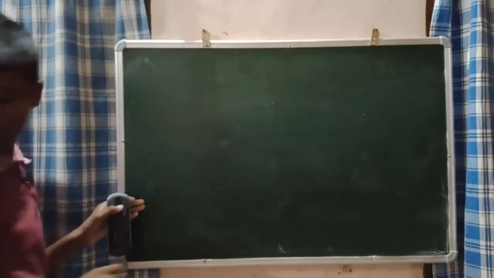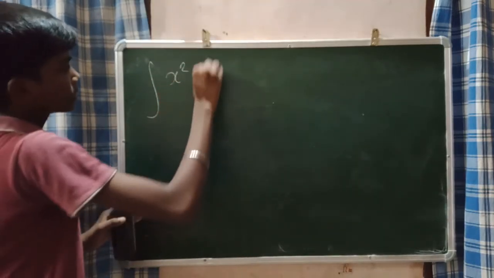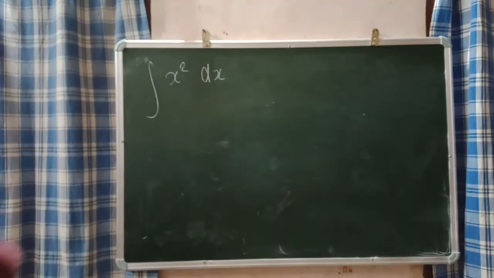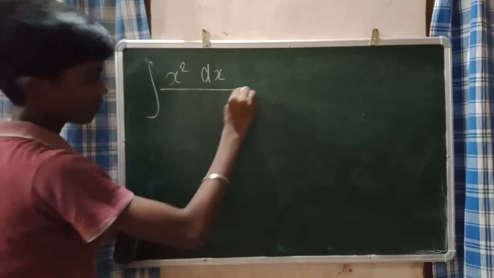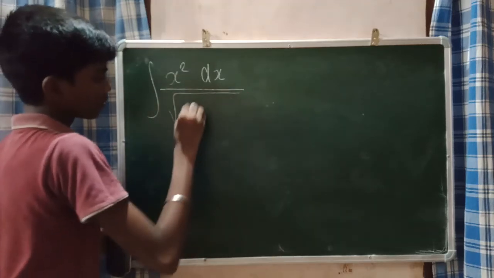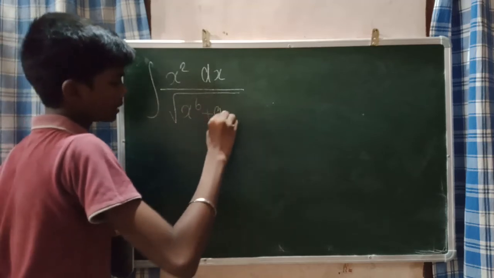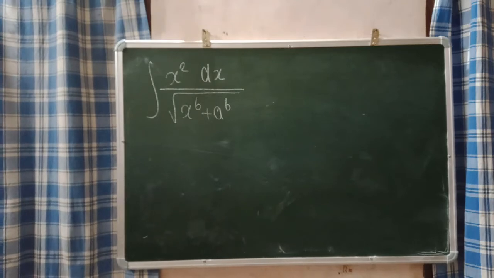The 8th one is integral of x square dx divided by root of x power 6 plus a power 6. This is the question that I am having now. Now guys, it's an easy one.